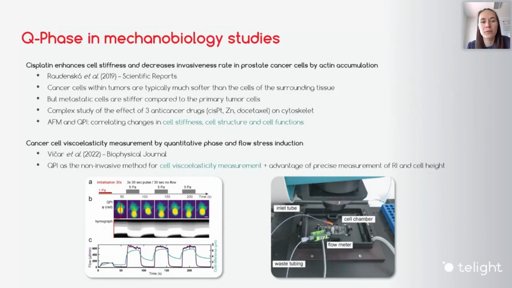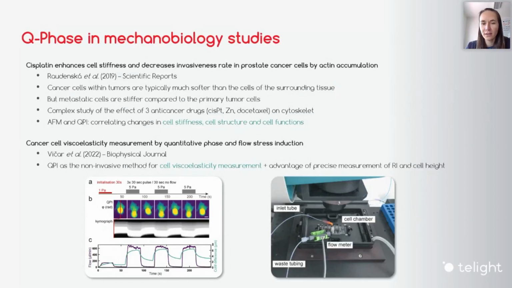The second paper from the same research group describes the viscoelasticity measurement, and it's more about the physics and math behind. But again, confirms that QPI is the non-invasive method for cell viscoelasticity measurement. The images just show how the fluid system is employed in our microscope, and the image on the left shows the changes of the phase shift in radiance after pulses of the fluid are sent to the system, and cells react to those pulses of different force.